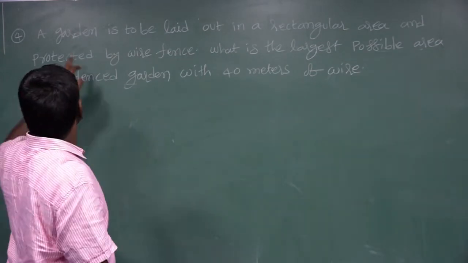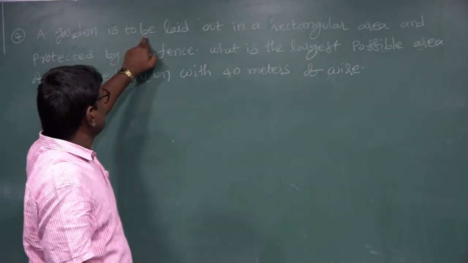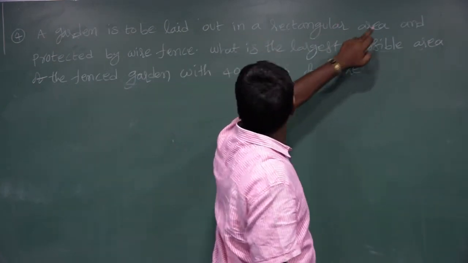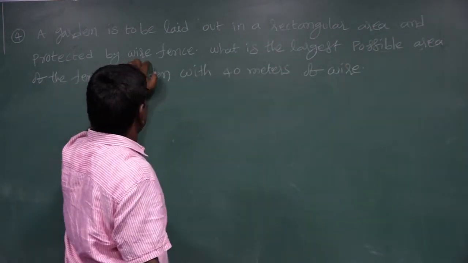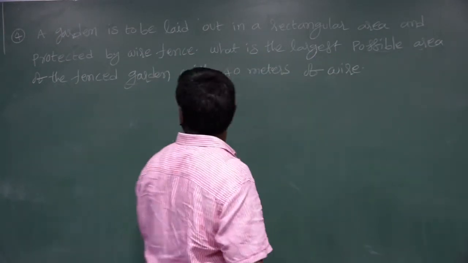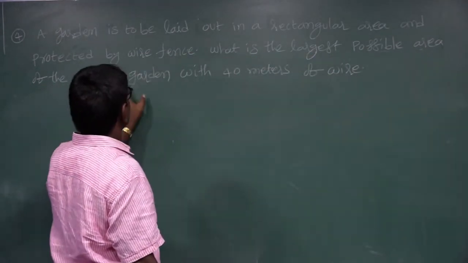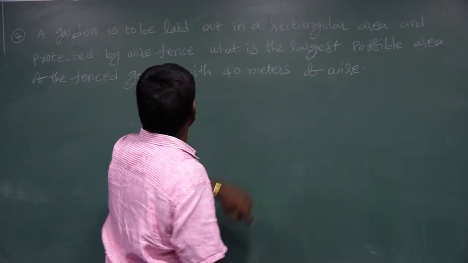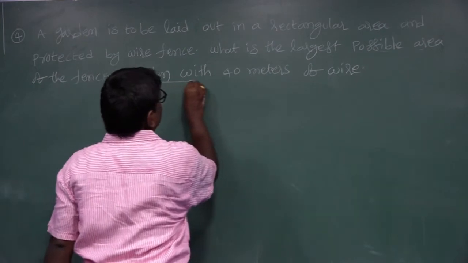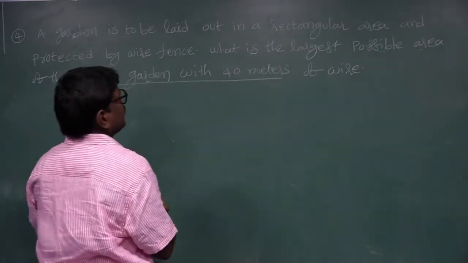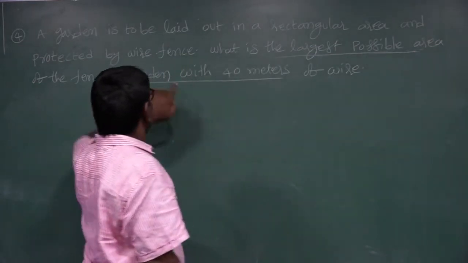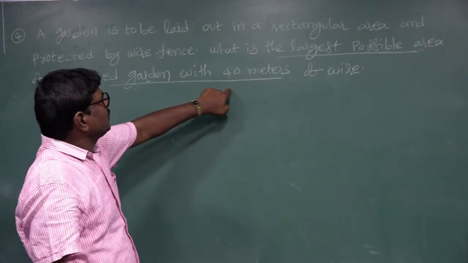Dear students, a garden is to be laid out in a rectangular area and protected by wire fencing. What is the largest possible area of the fenced garden with 40 meters? This is a perimeter. This is the largest possible area of the fenced garden with 40 meters.